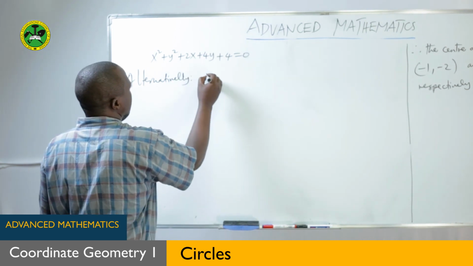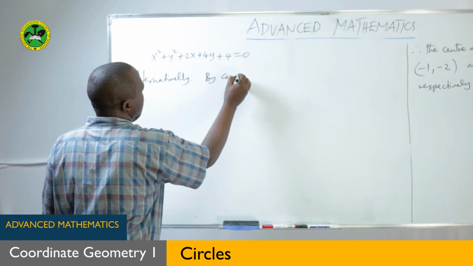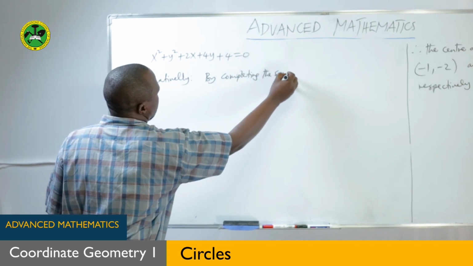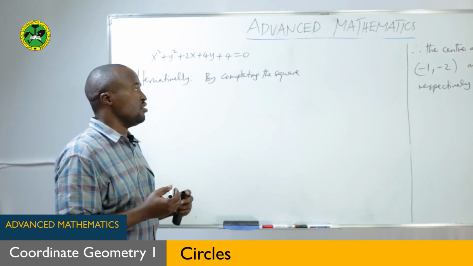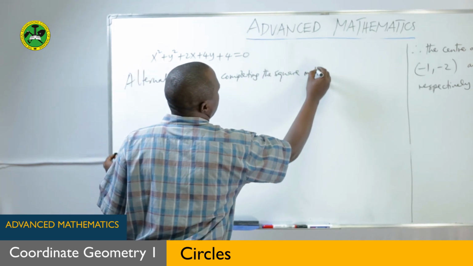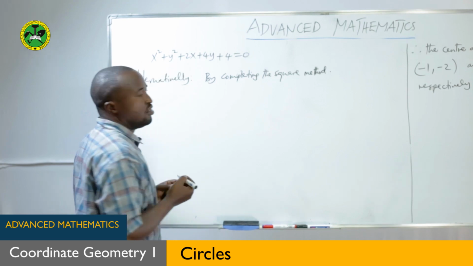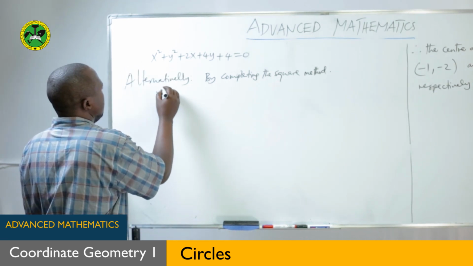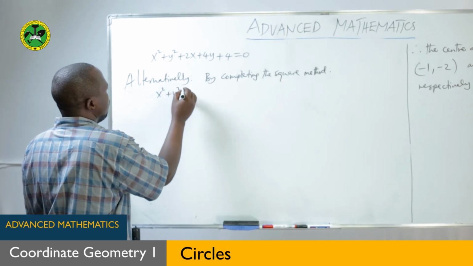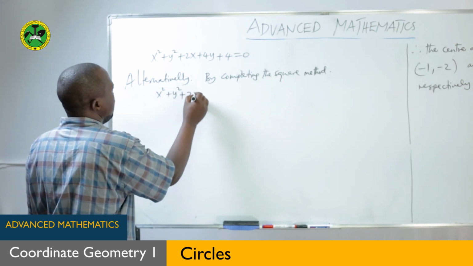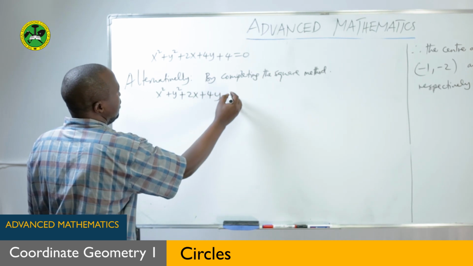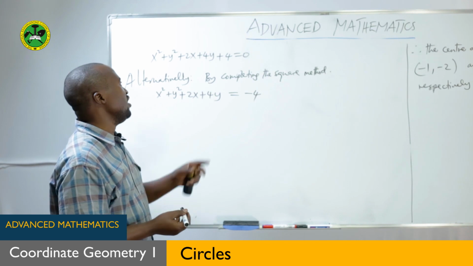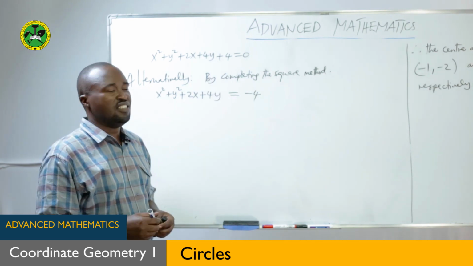Alternatively, that is by the completing the square method. So we have x squared plus y squared plus 2x plus 4y, that is equal to negative 4. We just shift 4 to our right hand side.